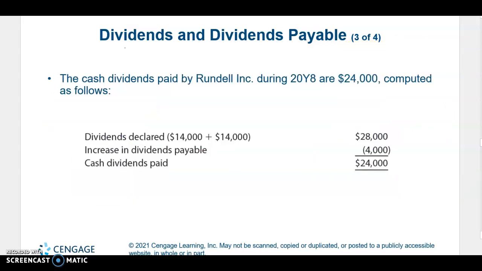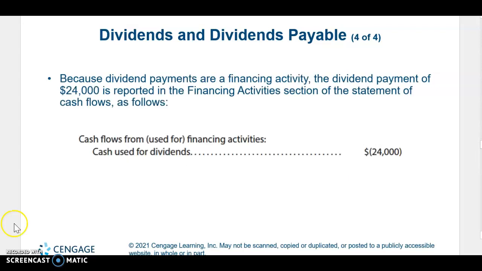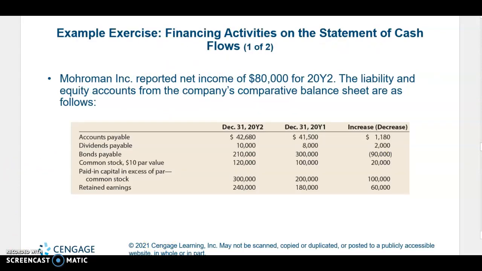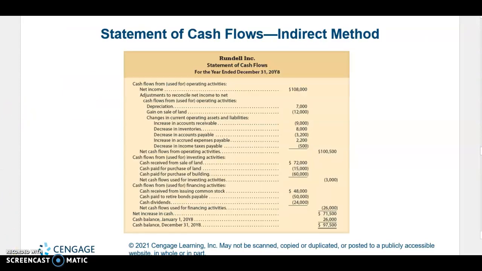In this situation, the cash dividends paid by Rundle is $24,000, and we would compute it like this. The dividends declared is $28,000, and then the increase in dividends payable needs to be subtracted out. And the dividends paid is $24,000. And that $24,000 that we paid out, you can see that it would be a negative because we're using cash on the financing activity section. Here is the example exercise that you can pause and work and check it. And then here is the whole statement of cash flow.